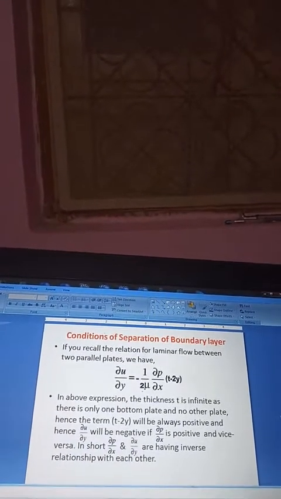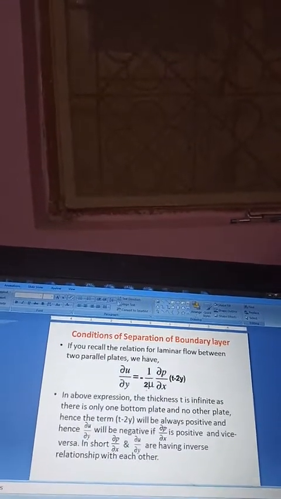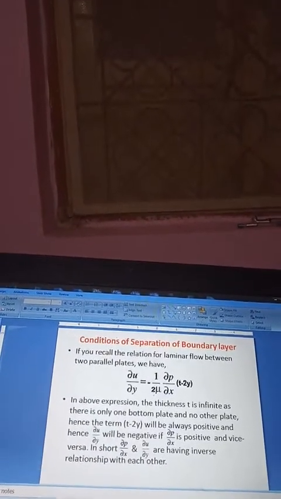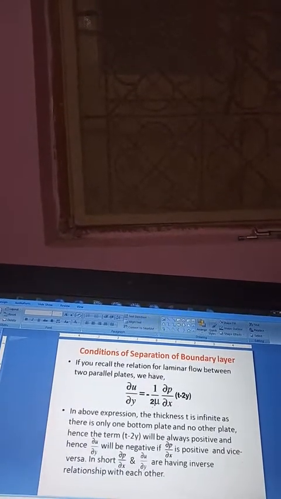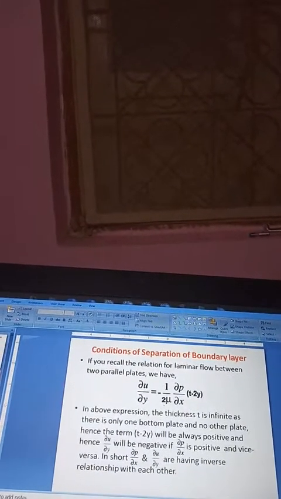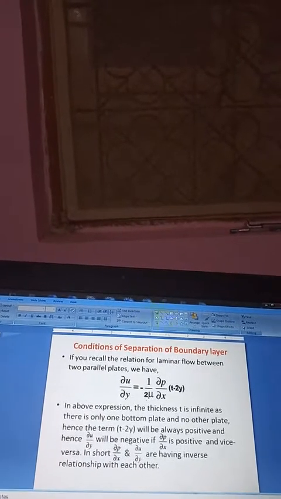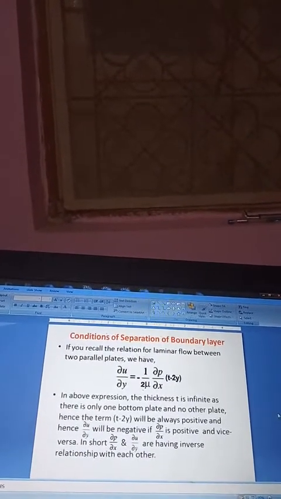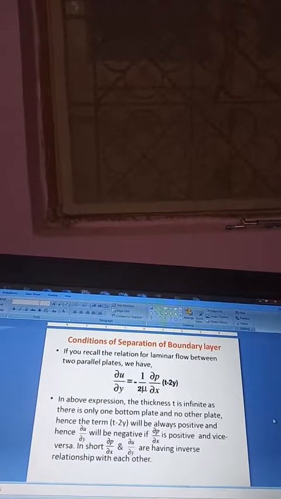So in the above expression the thickness T is infinite, as there is only one bottom plate and no other plate, as we have seen from Newton's law of viscosity. So let us take this thickness T as infinite, or we don't know the other end. That is why T minus 2y is a positive term, and from the expression, if T minus 2y is positive, then ∂u/∂y varies inversely with ∂p/∂x. So if ∂p/∂x is positive, ∂u/∂y will be negative. If ∂u/∂y is positive, ∂p/∂x will be negative, and vice versa.